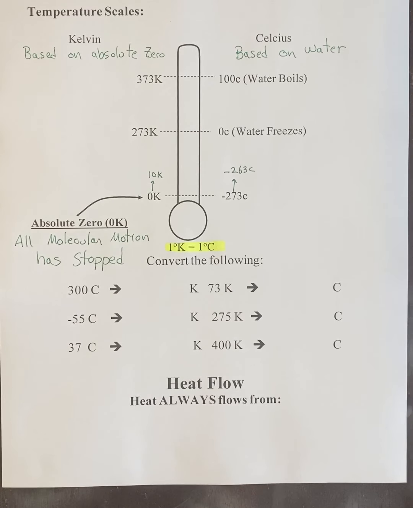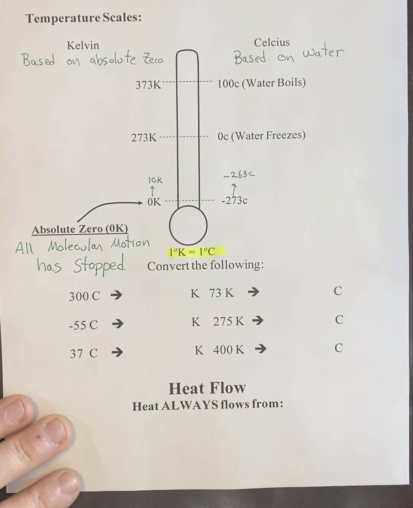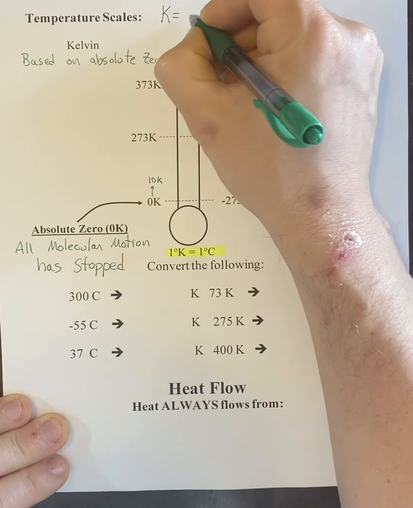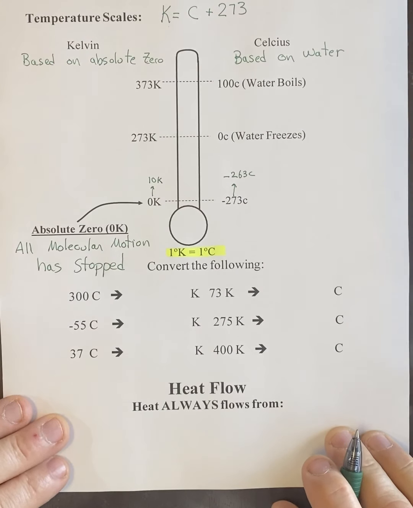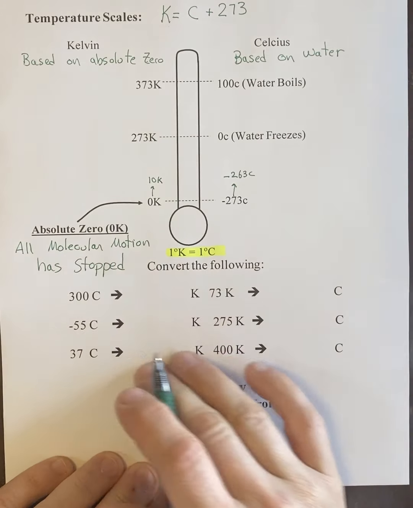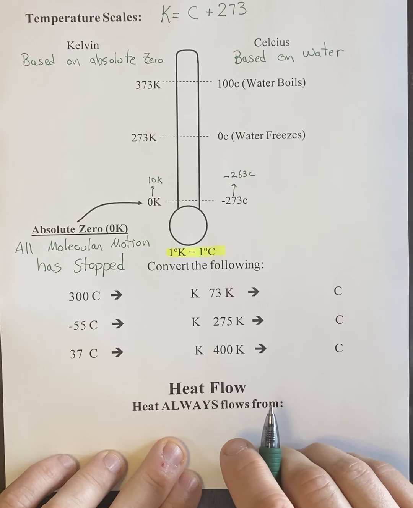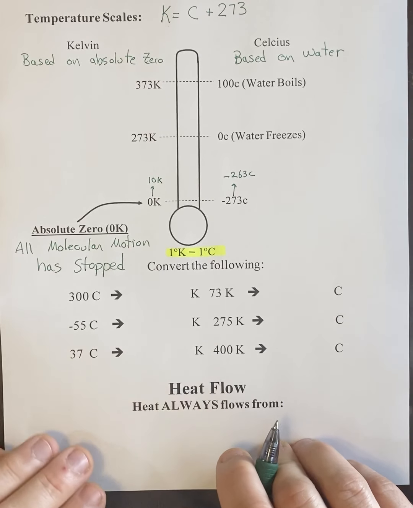Now, there is a formula that we use for converting Kelvin to Celsius. It's something that you do have to know. You don't have to memorize it, because it is in the back of your reference table. I'll put it up here at the top. K equals C plus 273. And so here's some example problems. I'm going to do one or two with you, and then that's it.